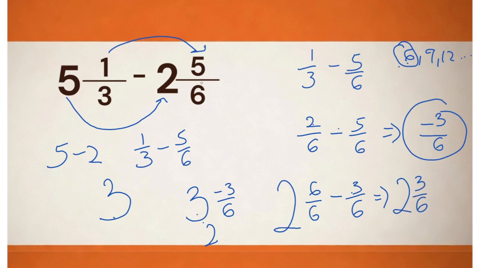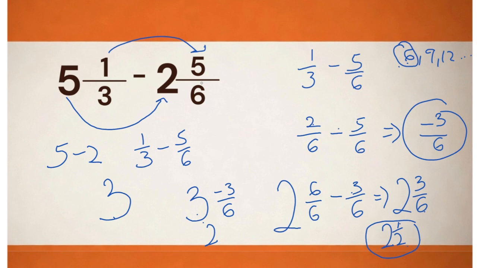Now that we have 2 whole, 3 sixths, you see that there is something common to this. So we can simplify further, and then we have 2 whole, 3 will go in 6 one time. So this will give 2 whole and a half. So this is the final answer, 2 whole and a half.